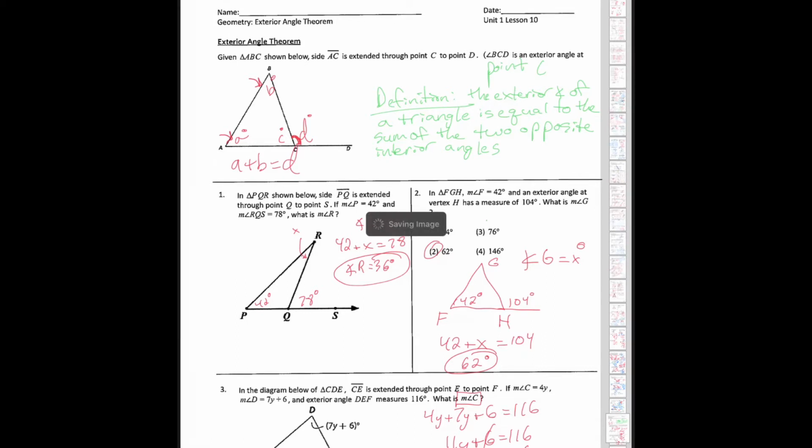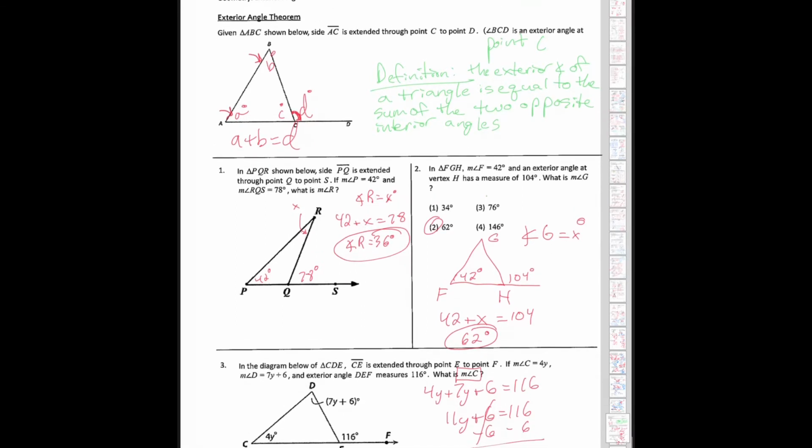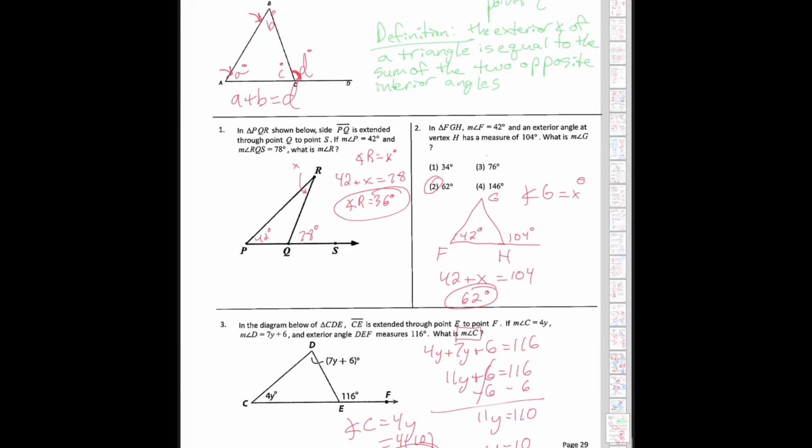For number one, we're given triangle PQR with side PQ extended through point Q to S. If angle P is 42 and RQS is 78, what is angle R? So we're given 42 for this angle, 78 for this angle. This is the angle we're trying to find here.